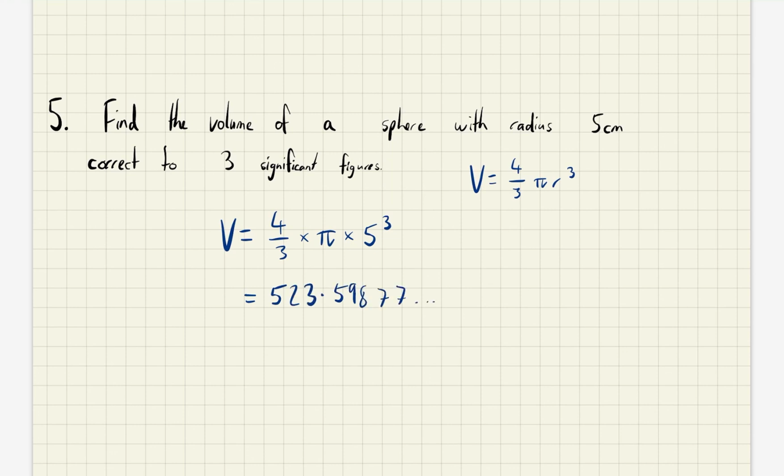Gives me 523.59877 and so on. Now to 3 significant figures, that's not 3 decimal places, that's the first 3 non-zero digits. So in this case, that is 523. But then we have to look at this so we can round. So it's going to be 524, and that's going to be centimeters cubed. And I'll write in brackets 3 significant figures, and I just write it like that because I'm lazy, to be honest, and I'll just do the minimum that I need to get through the answer.